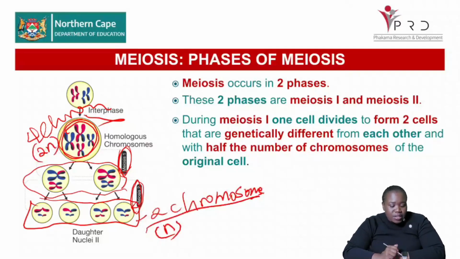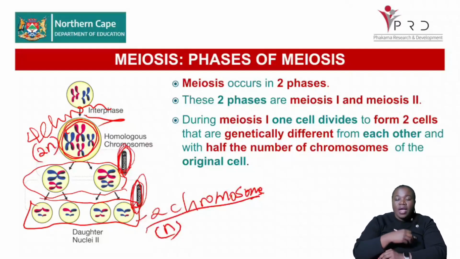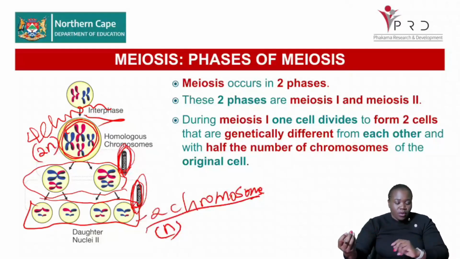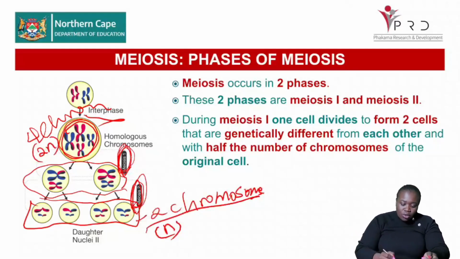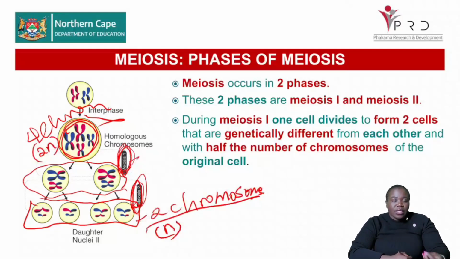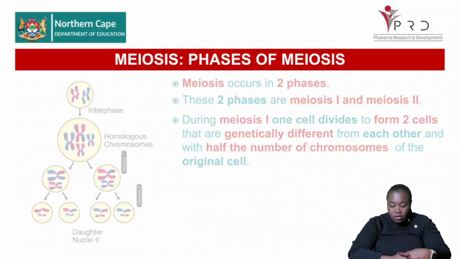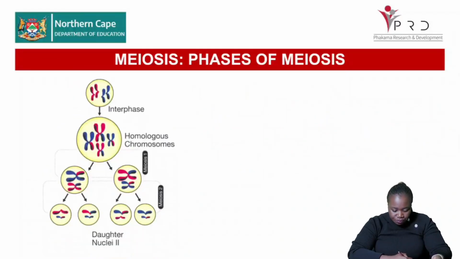Okay, this process, as I just said, occurs in 2 phases, which are meiosis 1 and meiosis 2, and we are going to look at exactly what happens during these phases. And we are also going to look at each phase and see how it differs from the other one. So, which means that we're going to look at meiosis 1 and what happens during prophase 1 of meiosis 1 and what happens during prophase 2 of meiosis 2.